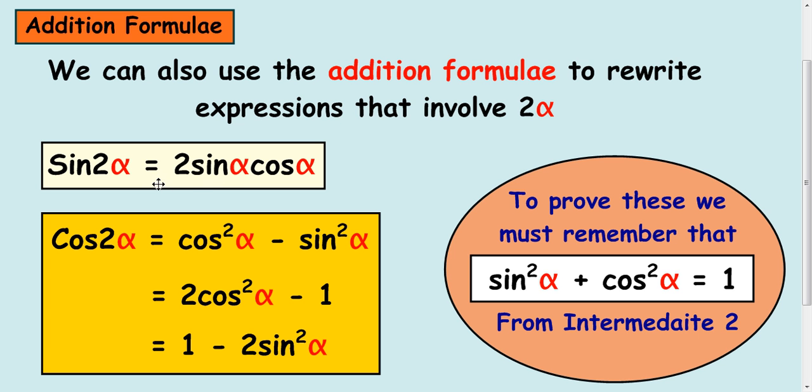But the first thing that I'm going to do is show you how we get to these expansions. So the main thing we need to remember to do this is that sine squared alpha plus cos squared alpha equals 1. We don't need to use alpha here. You could use x or y or anything like that, but we're just going to stick with the alpha at the moment.